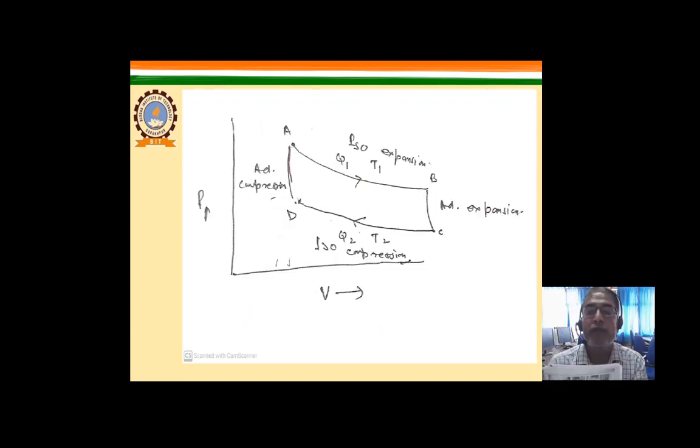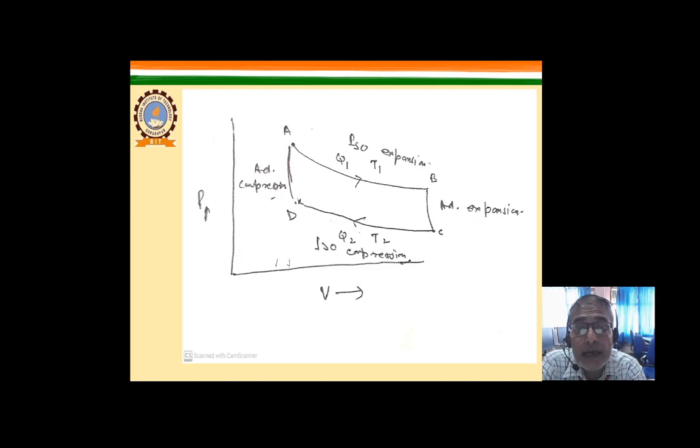Now we can see this graph. AB is the first phase of the process. The first process is the isothermal expansion, stage 1 isothermal, where temperature T1 will be constant, and Q1 is the heat given to the system. In stage 2, that is BC, adiabatic, temperature drops to T2, no exchange of heat.